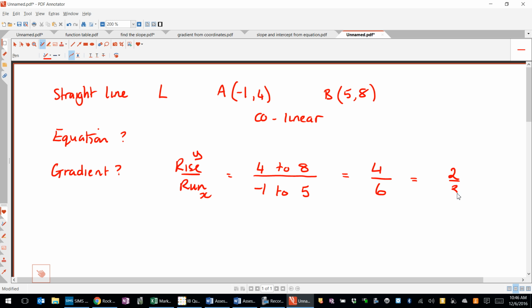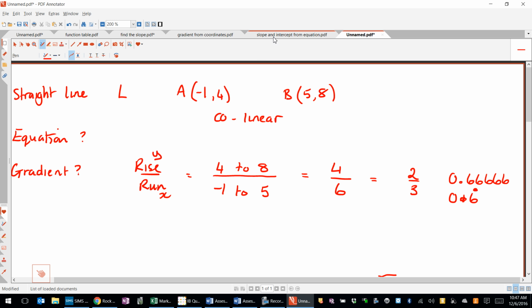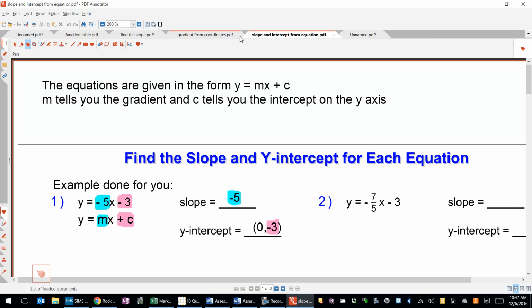Right, what if I were to write that as a decimal? What would you write it as? So it's 0.6 recurring, and that is just not an accurate number to use. So the next stage, which would be finding the equation, would be nice, well, not easy, but easier with it in this format. Really impossible with it as a decimal. So try and leave it as a fraction.